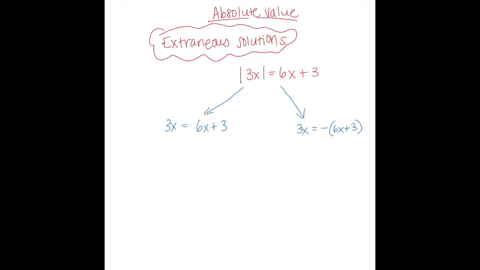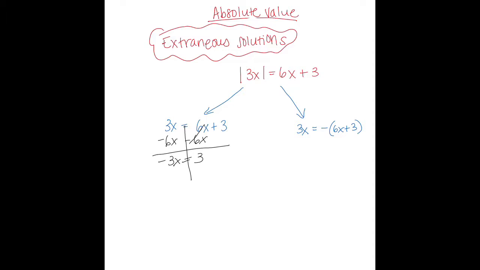But either way, you'll end up with the same solution. So we're going to go ahead and solve each of these. So my first equation over here, which is |3x| = 6x + 3, that's the positive. So we're going to combine like terms by subtracting 6x, and whatever I do to one side, I do to the other. This would cancel, and 3x minus 6x is negative 3x equals 3.